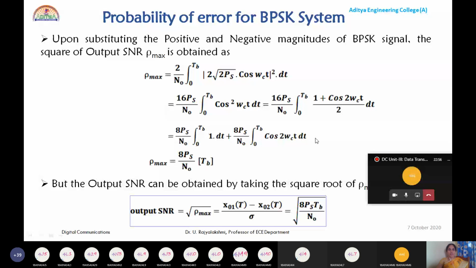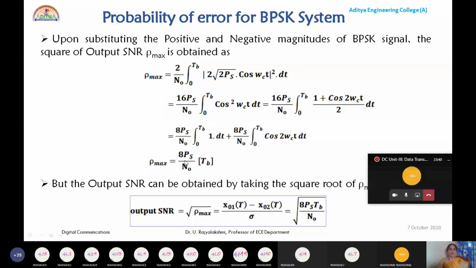Once this is passed to the low pass filter, because while calculating the output SNR, in the receiving section we'll have a low pass filter at the output section. That low pass filter does not allow this cos 2 omega CT component, because 2 omega C is a higher frequency component. Omega C is a higher frequency, and twice that value will be a higher frequency component. So that will not be allowed by our low pass filter used at the receiver section, that is at the output section. So that's why we eliminate the second term.